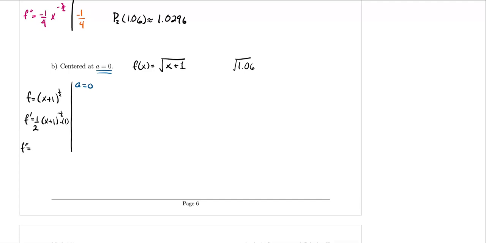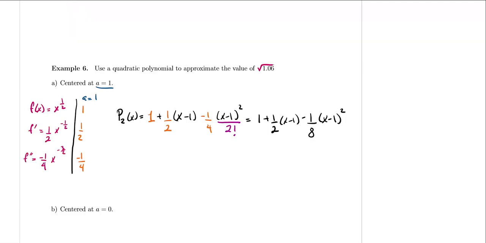And our second derivative is going to be equal to negative 1 fourth times x plus 1 raised to the negative 3 halves times the derivative of the inside. Okay, a 1 plus 1 half times x minus 1 minus 1 eighth times x minus 1 squared.